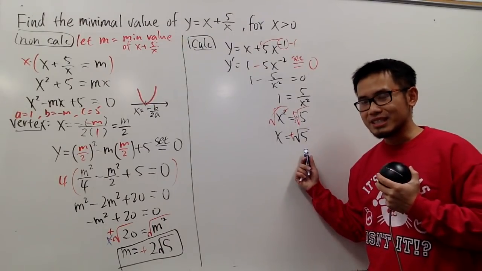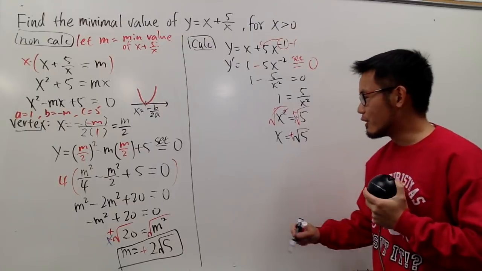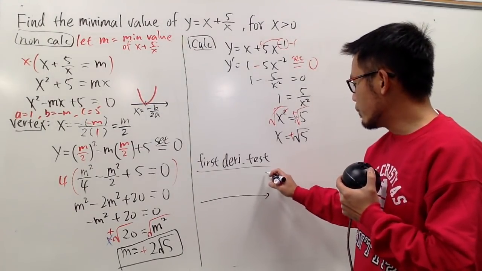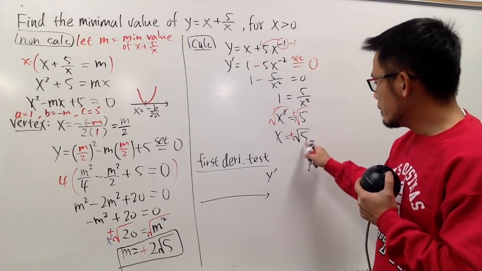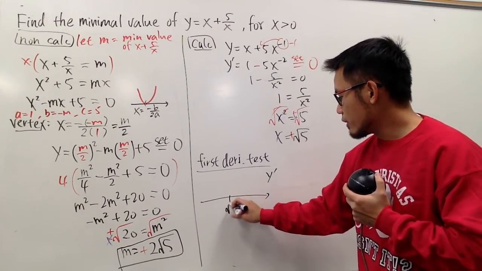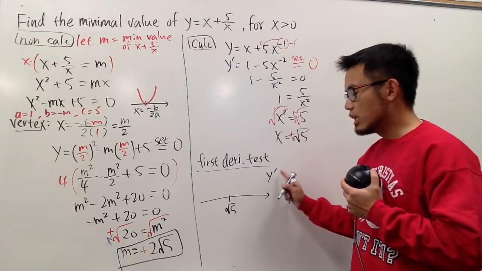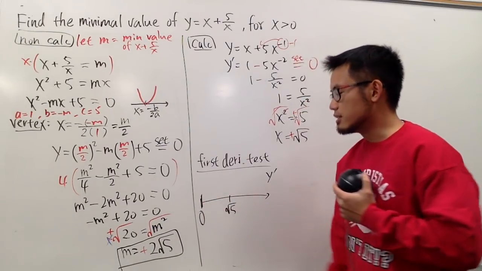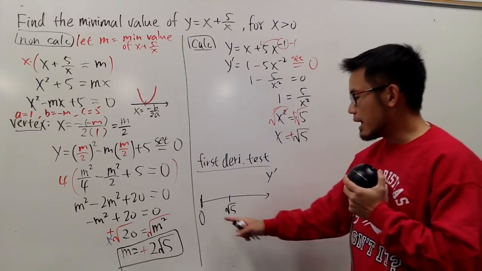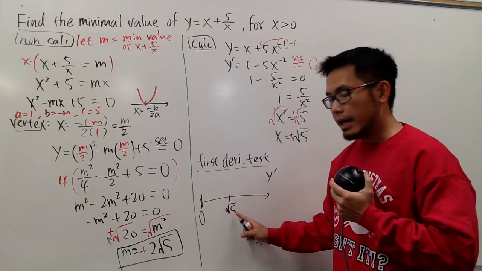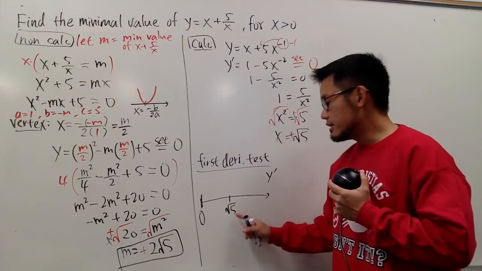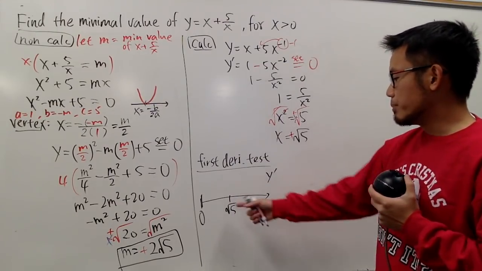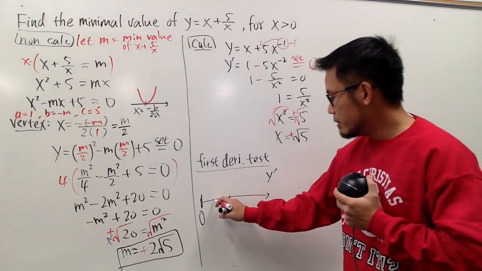Is this going to give us a minimum or maximum? That's confirmed by the first derivative test, right? Here is the number line, and then we have the y prime. And we are looking at square root of 5 right here. This is going to give us y prime to be 0. And by the way, we don't care about anything less than 0. Now, we have to plug in a number in between 0 and square root of 5. This is bigger than 2 because this is bigger than square root of 4. So you can plug in 1. And let me just do that for you guys.